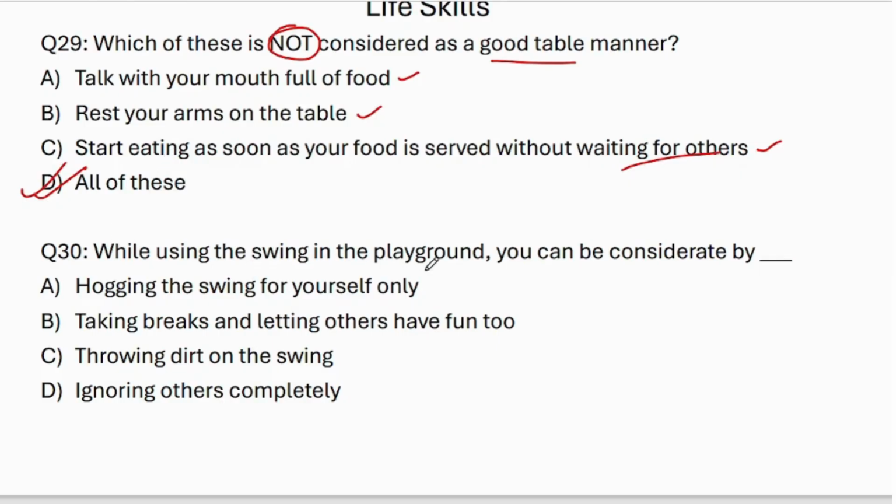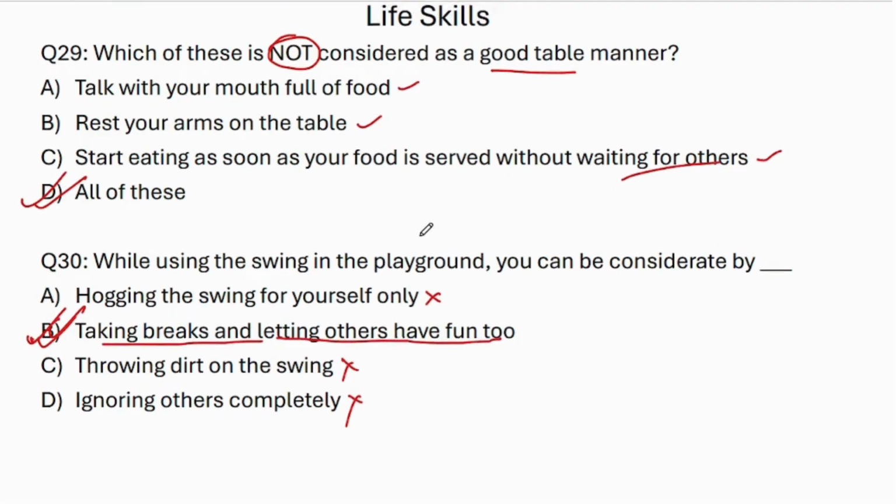While using the swing in the playground, you can be considerate by hogging the swing for yourself only. No, not at all. Taking breaks and letting others have fun too. Yes, this is right. Throwing dirt on the swing? No. Ignoring others completely? No, not at all. So, option B is the right answer. All right, so with this, we have completed 5 questions of life skills.